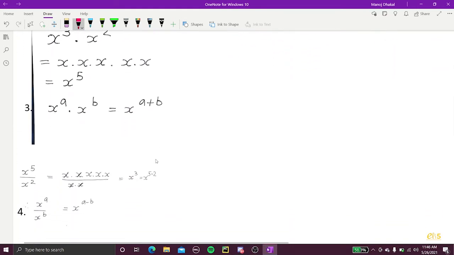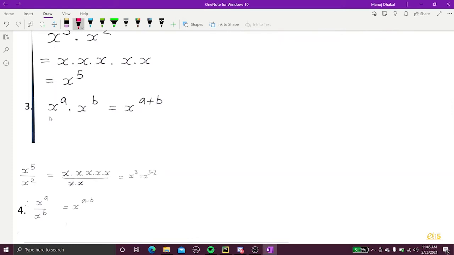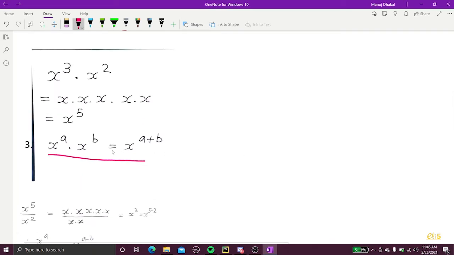Now, the third law that I'm going to discuss today is how x to the power a times x to the power b is equal to x to the power a plus b. I know that most of you already know that this is true for any x belonging to the real numbers, and a and b belonging to the real numbers as well. But then why, or where, does this plus come from is a really interesting question.